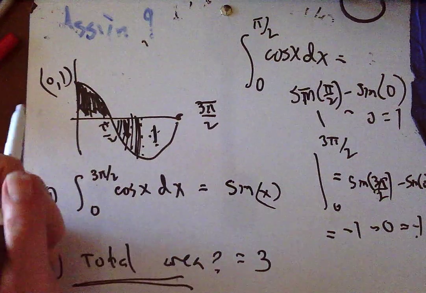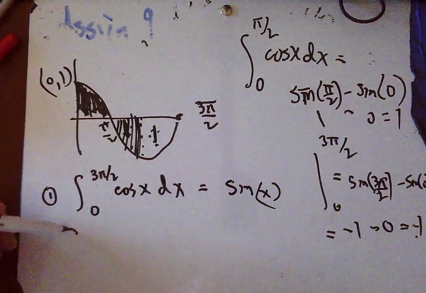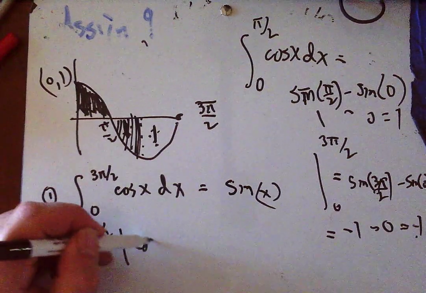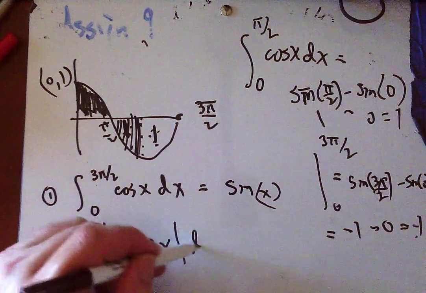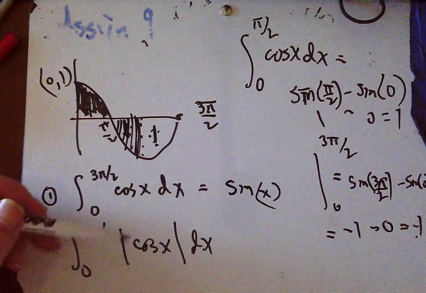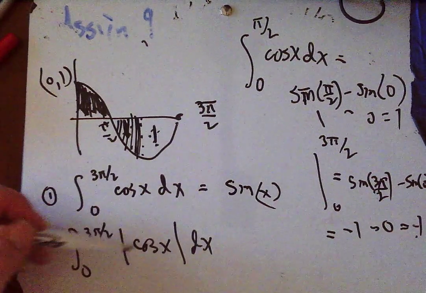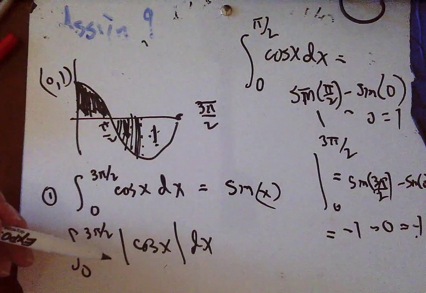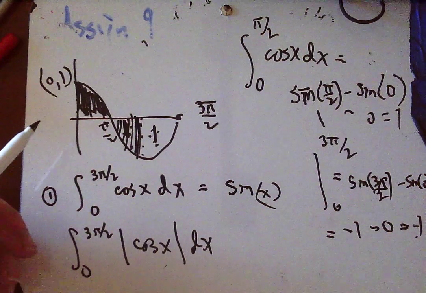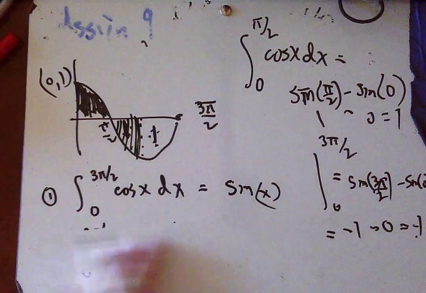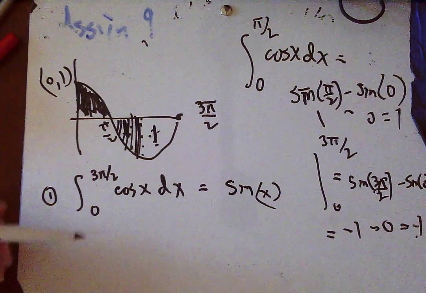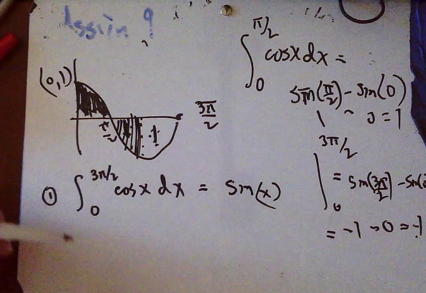I mean, I could set this problem up like the integral from 0 to 3 pi over 2, absolute value, cosine x dx. But yeah, I don't know how to take an antiderivative with absolute value symbols like that. I don't have a method for that. I could, and I often think that this is the way I prefer to do it, is to split this integral up.